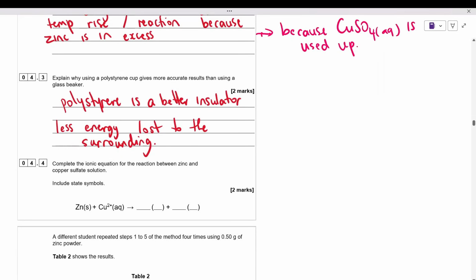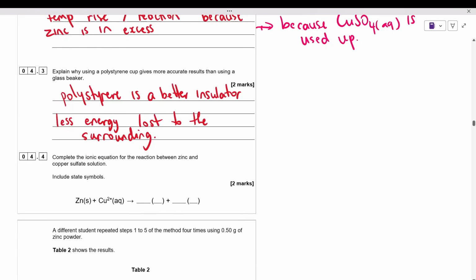Okay. So question 4.4 is to complete the ionic equation for the reaction between zinc and copper sulfate solution. And again, this is a classic case of displacement reaction. The more reactive metal is displacing the less reactive one. This takes us back to the reactivity series.